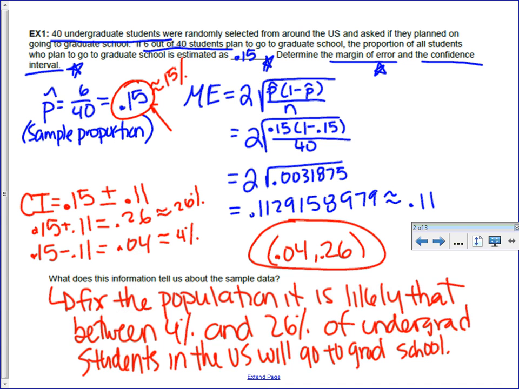Okay, so again, that confidence interval is making up for the fact that we took a sample. So we weren't able to survey the whole population of undergraduate students in the United States. So we're taking our sample and we're adjusting that number to account for the whole population and not just that sample. Okay? All right, let's do one more problem.